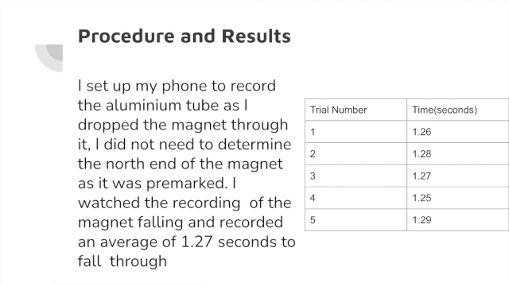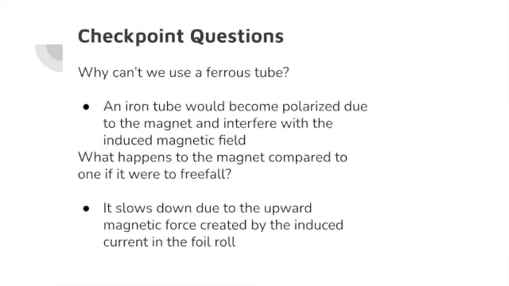Procedure and results. I set up my phone to record the aluminum tube as I dropped the magnet through it. I did this 5 times. I did not need to determine the north end of the magnet as it was pre-marked. I bought the school supply red and blue one. I watched the recording of the magnet falling and recorded an average of 1.27 seconds to fall through. My full 5 trials are to the right in this table.